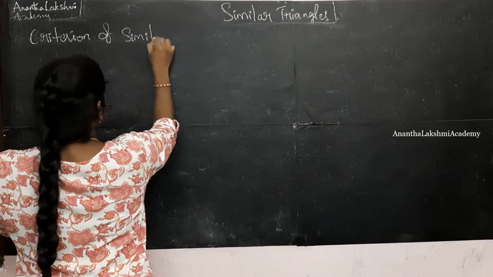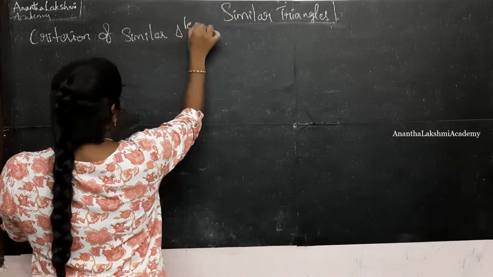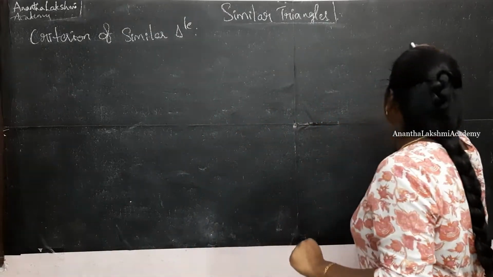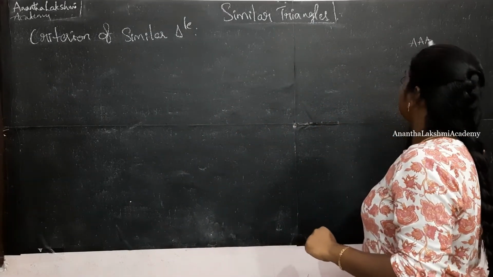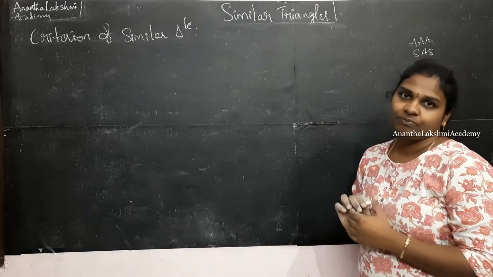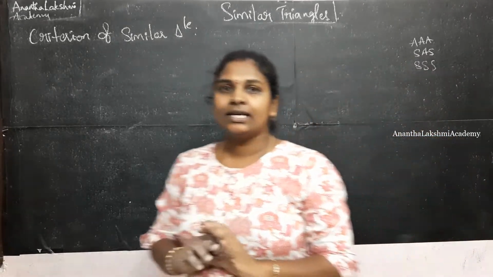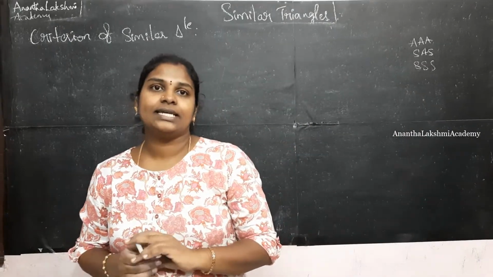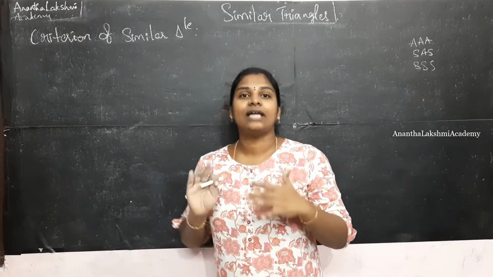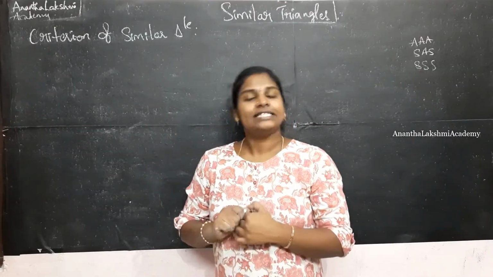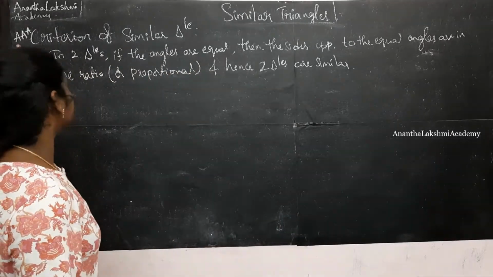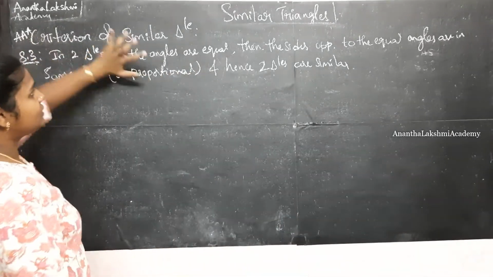What are the criteria for similar triangles? We have three types of criteria: angle criteria, side angle side criteria, and side criteria. These are the criteria which we are going to discuss, and now I am going to discuss the first one, which is the angle criteria for similarity of triangles. Here we have the AAA criteria of similar triangles.